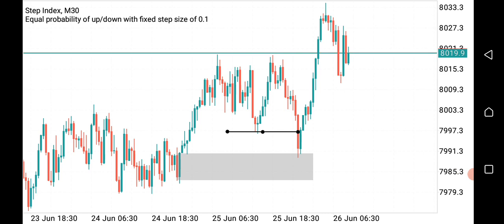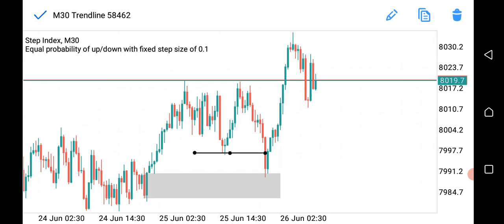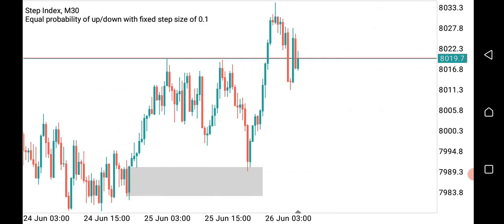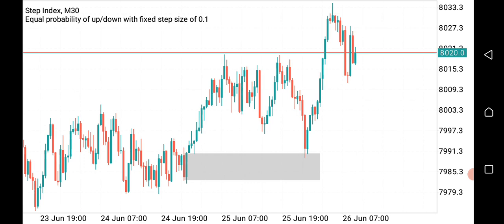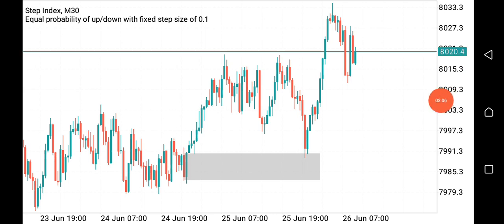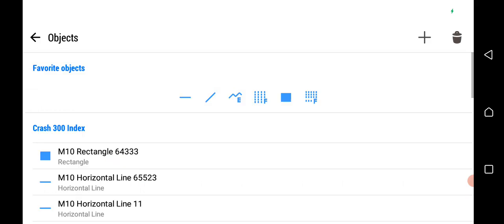So let me go ahead and start plotting the psychological levels. I'm going to remove this black line. So how do you plot the psychological levels for Step Index? Like I said, if you look to the right, you see these numbers. You can see there are 4 digits before the decimal. If you focus on these 4 digits before the decimal, and then you count in 50s. Let me show you an example of what I mean.